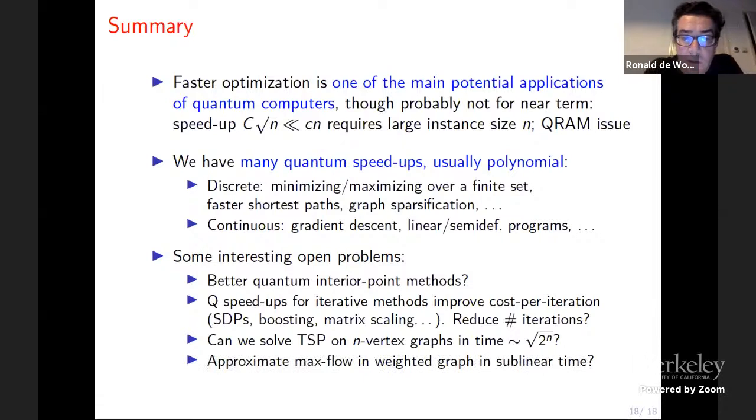And the last one is something like approximate max flow in weighted graphs. So there's a very nice classical development in algorithms that uses electrical networks and Laplacian solvers to efficiently approximate max flow. And the question is whether we can speed this up, get it down to sublinear time. So with apologies for going over time, this ends my talk.